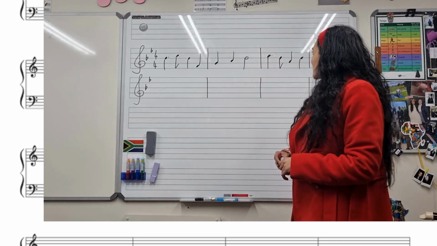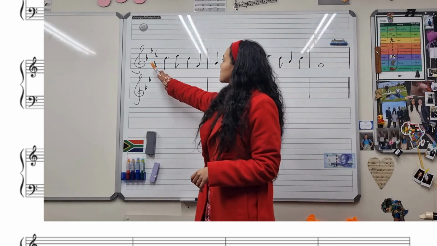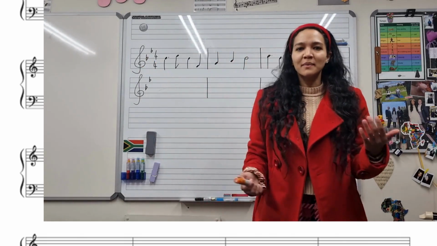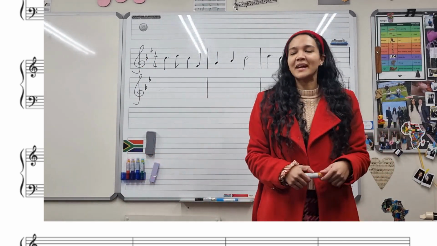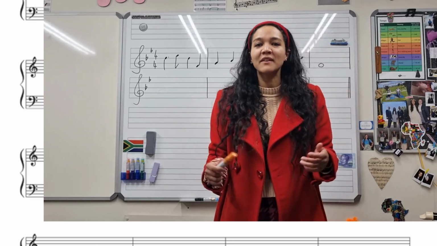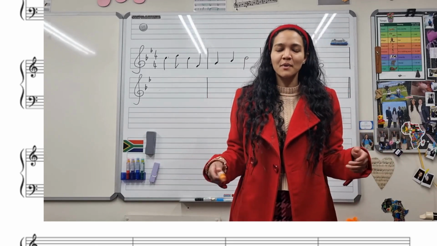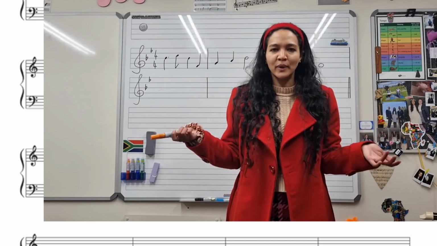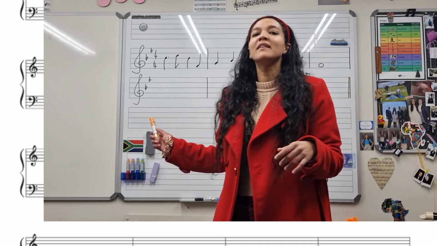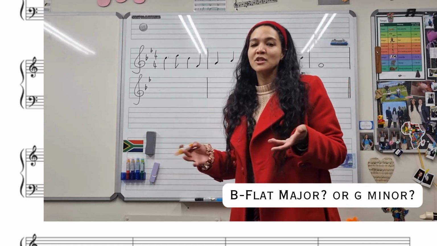So I'm looking at one over here. We have something with 2 flats. Right at the beginning, when it comes to melody writing, when it comes to anything in music, we definitely have to go ahead and identify our key, because without knowing what our key is, we can't do anything. So we're definitely either in B flat major or G minor.